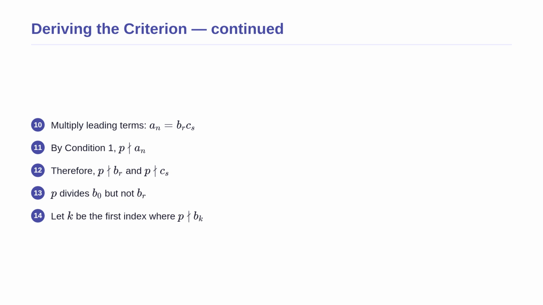So, look at what we know about the coefficients of g of x. The prime p divides the first coefficient b sub 0, but it does not divide the last coefficient b sub r. This means that as we move up the list of coefficients, there must be a specific point, an index k, where p suddenly stops dividing them.